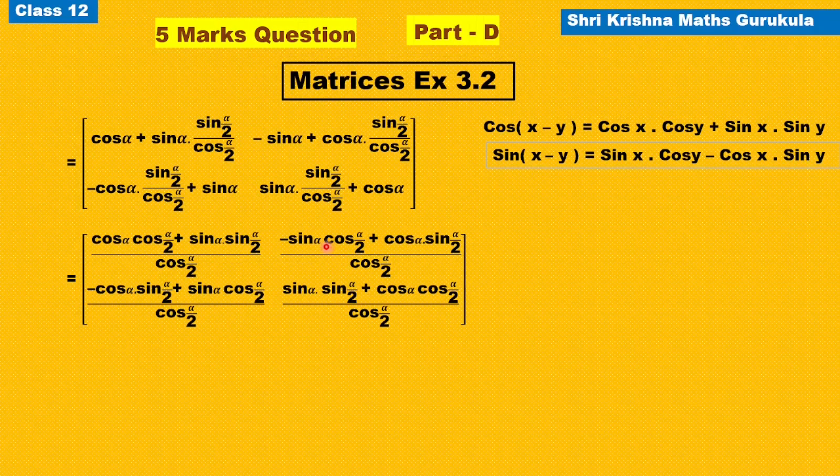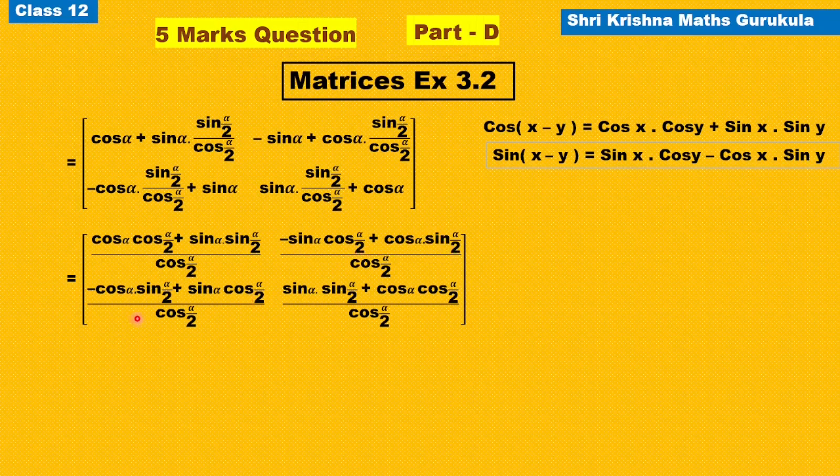Now look at this. If x is alpha, then it is sin x cos y plus cos x sin y. Correct? So if I take out negative sign common, then I will get it in this form. Isn't it? If I take out negative sign, then it would be sin alpha cos alpha by 2 minus cos alpha sin alpha by 2. Correct? Yes. So this will be sin of x minus y with a negative sign.